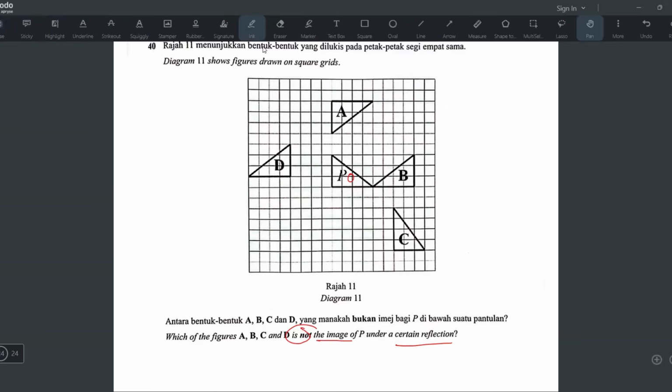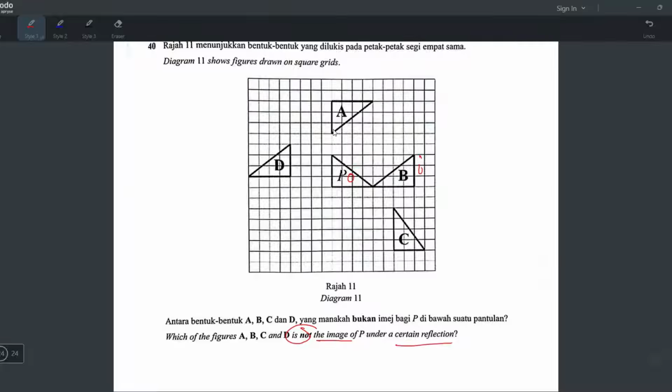Okay, so I can tell B is definitely a reflection. Yeah, because when you join lines, they will be parallel. And if you look carefully at the reflection line, basically the size also same. B is possible to be the image. Okay, yeah, if you just reflect this line, you will get B, right? So that's not the answer.